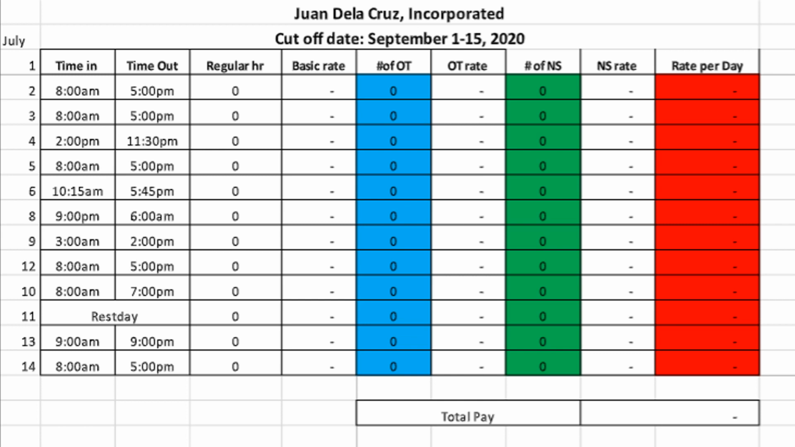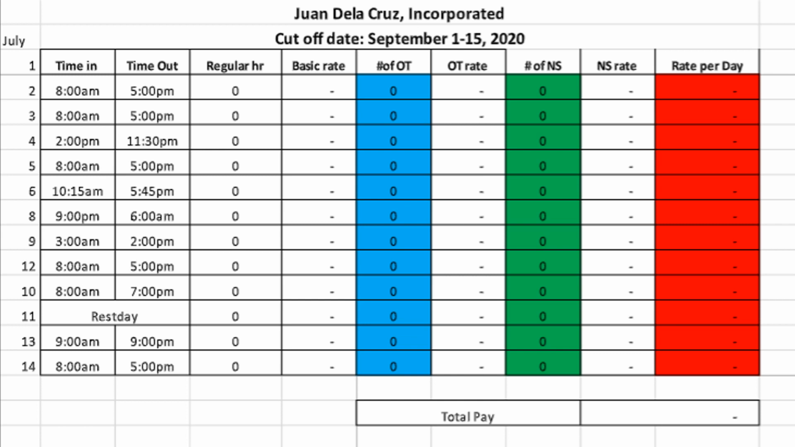So, this will be the sample. Do not mind the month kasi July and September po yan. What is more important is how you are going to input yung regular hours, number of OT, at saka number of NS or the night shift. Pag nyo na pong gagalawin yung basic rate, OT rate, at saka NS rate, and even the last one, the rate per day. Bakit? Because they are all formulated po and at the same time, automatic na pong makakalculate yan. Then, lalabas na po yan sa total pay, no? So, titingnan natin kung paano because this is part of the training, no? Yung malaman natin kung paano siya.